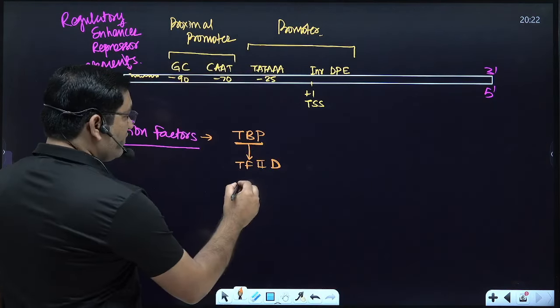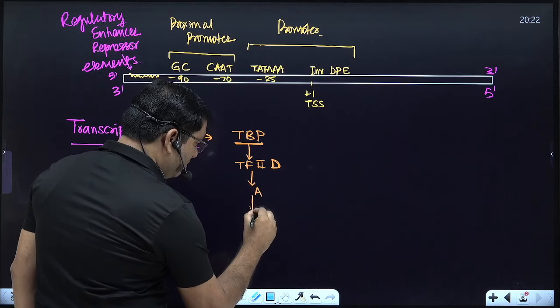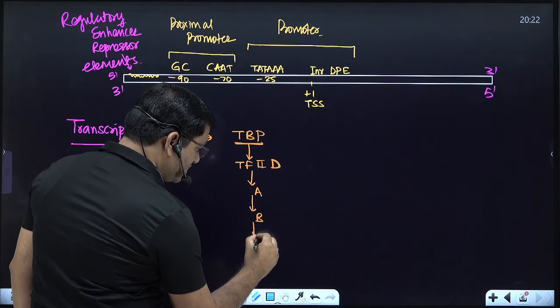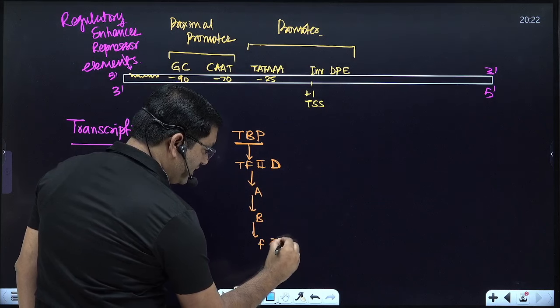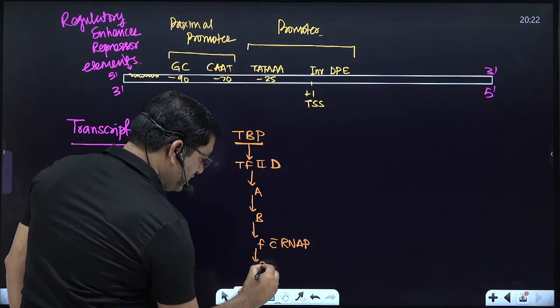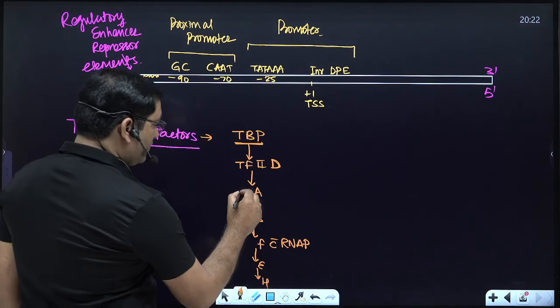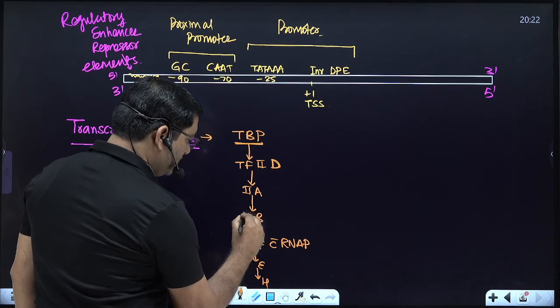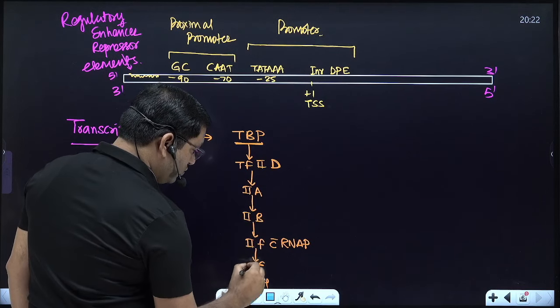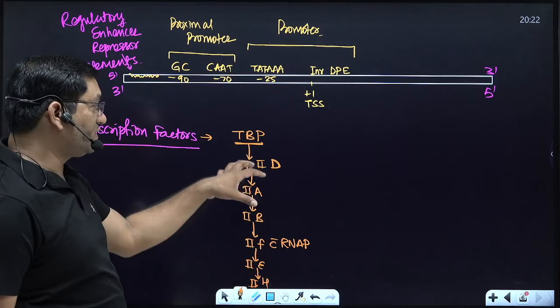So transcription factor 2D, then transcription factor 2A, 2B, then transcription factor 2F with RNA polymerase, then transcription factor 2E and transcription factor 2H. These are the different transcription factors.